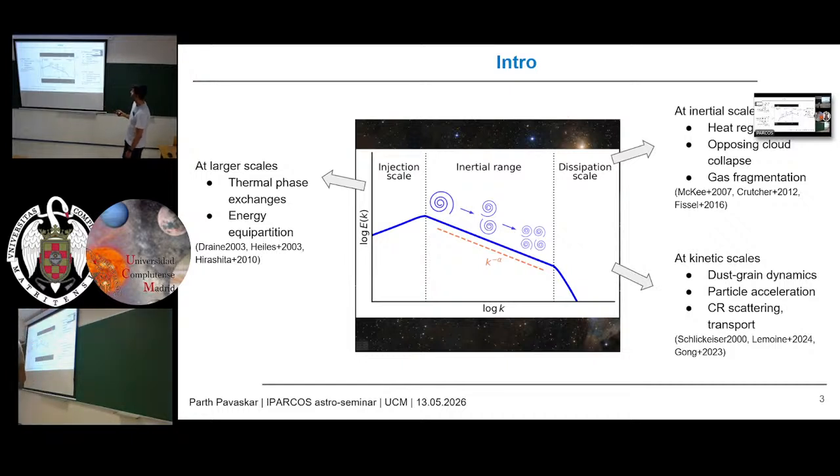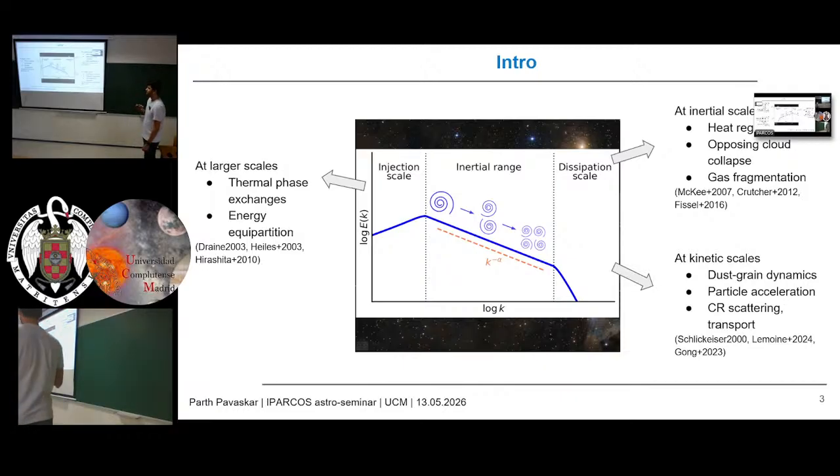It turns out that turbulence in the ISM has implications for other processes that might be more important to some of you here, and might also be important to modeling the galaxy at large. At larger scales, closer to the injection scale, we have certain effects that turbulence helps in or opposes, such as phase exchanges in this multi-phase ISM. The turbulence might or might not be responsible for having an energy equipartition or violating the energy equipartition at these scales.